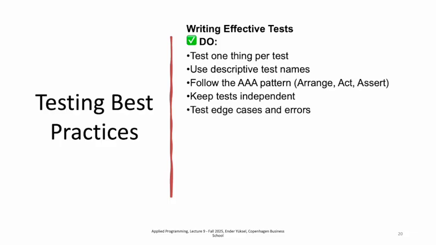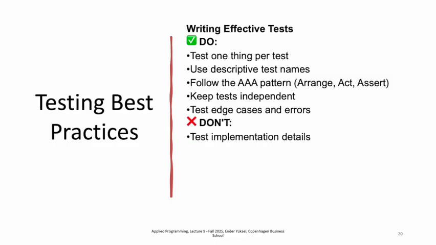Test edge cases and errors. Don't just test the happy path, which is what we call when everything works perfectly. Test boundaries, empty inputs, null values, negative numbers, huge numbers, invalid formats. Test error conditions. What happens when the database is down? What happens with invalid input? Business-wise, these edge cases are where bugs hide and where systems fail in production.